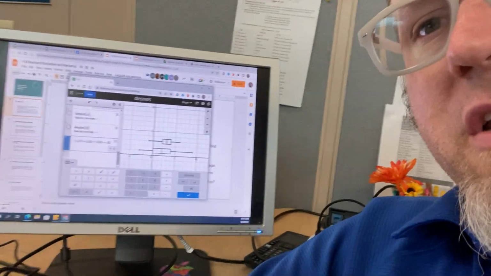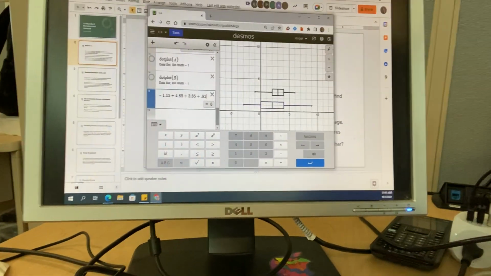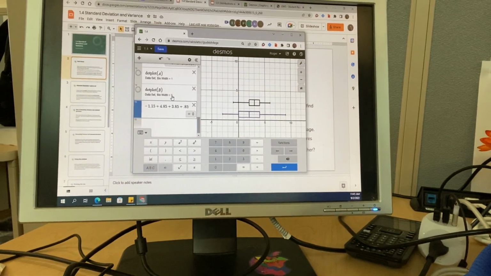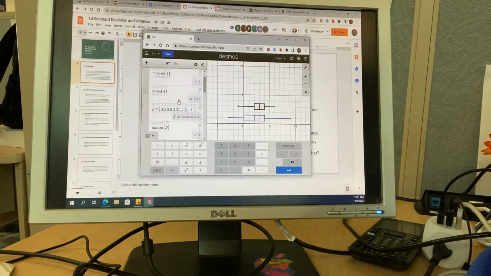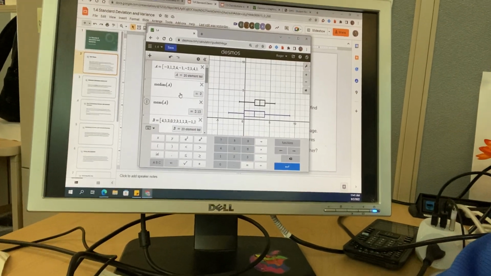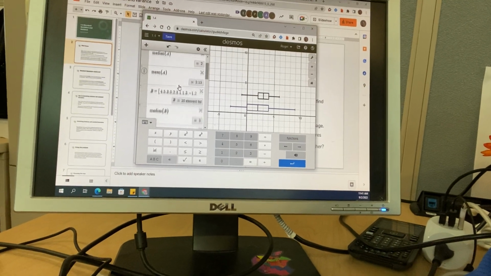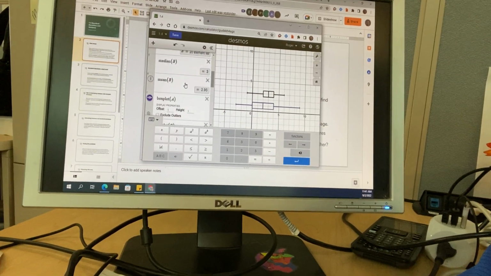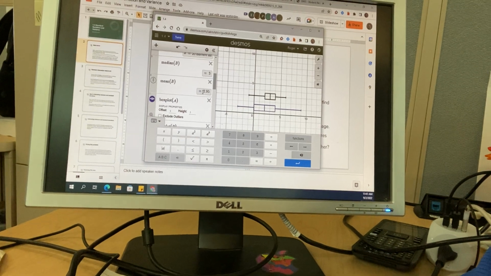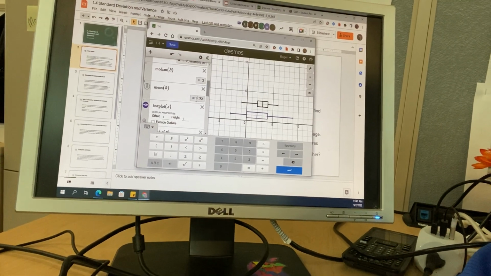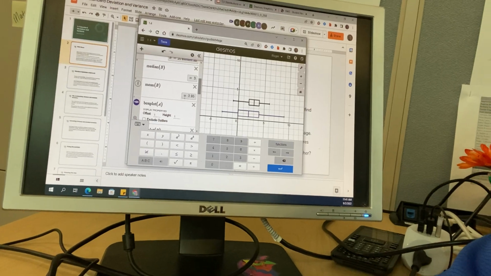So if I pull up my Desmos, I'll make it to where you can look behind me at what's going on. This is my Desmos, and you can see I've got my box plots, and I'm looking at my mean and median. My median for A is 2, and my mean is 2.15. For B, my median is 3, and my mean is 2.95. Hopefully you can see that here on the video.